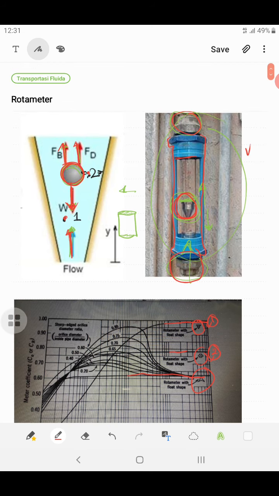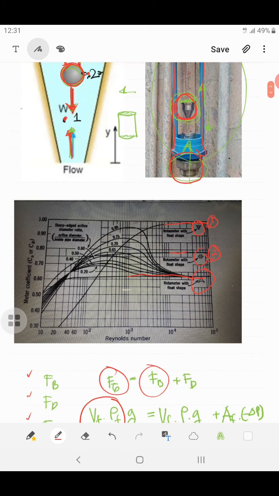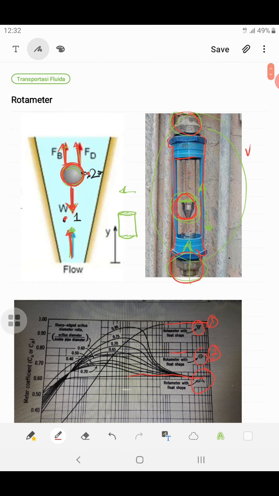Oke, saya rasa cukup penjelasan mengenai rotameter. Untuk minggu depan saya akan tunjukkan contoh-contoh soal yang berkaitan dengan manometer, berkaitan dengan flowmeter, mulai dari tabung pitot, venturi, orifice, dan juga rotameter.